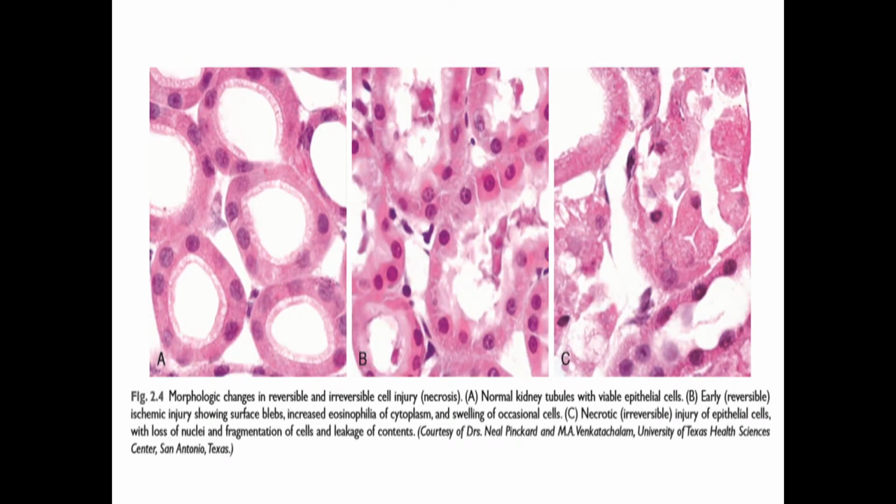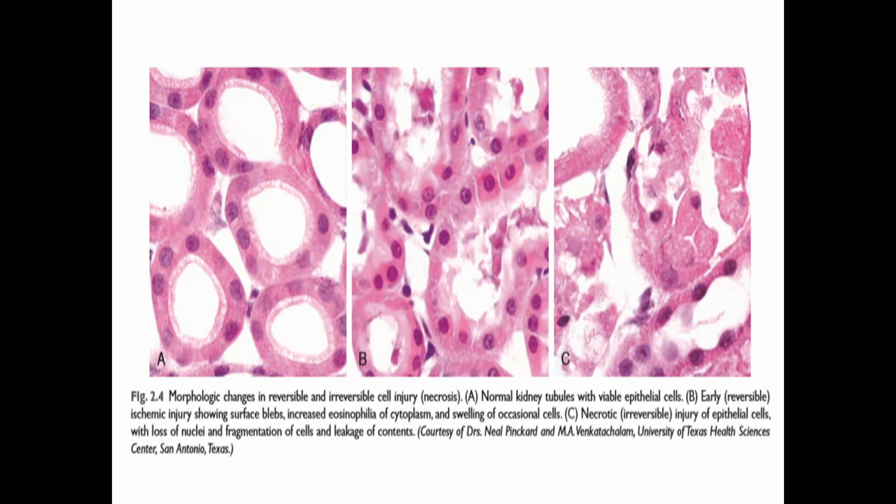This slide shows 3 histological sections representing the morphological changes in reversible and irreversible cell injury, necrosis. A represents a section from a normal kidney tubule with viable epithelial cells. The tubules are lined by normal cuboidal epithelium with round nuclei in each cell, and the tubules are arranged in a regular margin, and they are normal in shape.